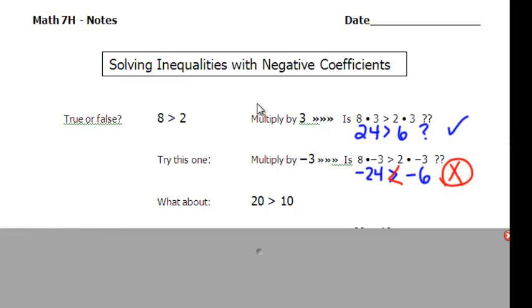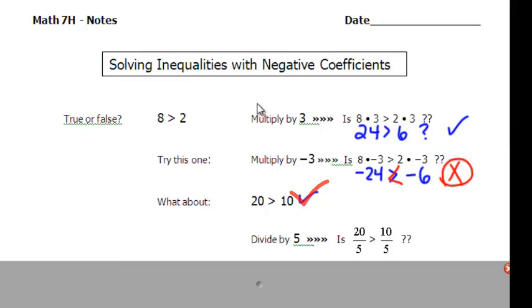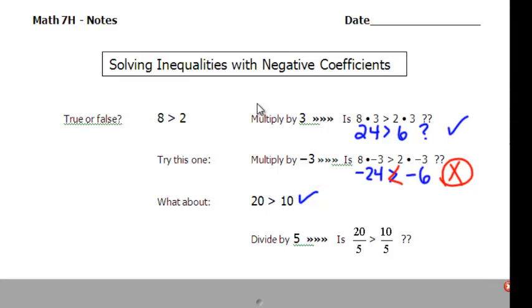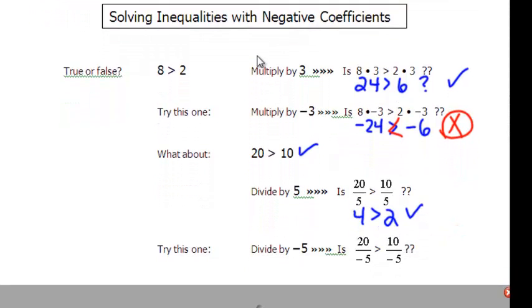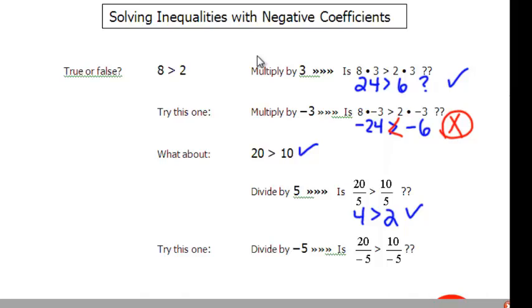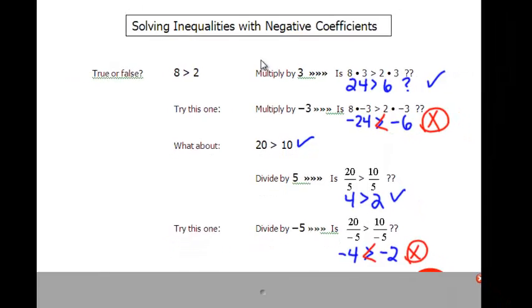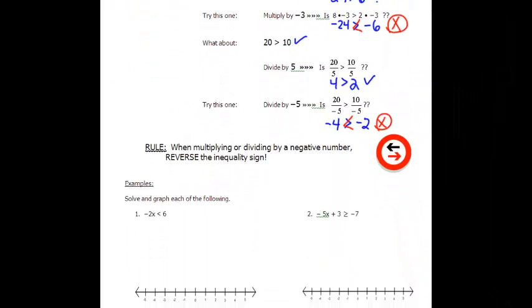What about 20? Is 20 greater than 10? Sure, 20 is greater than 10. And if I divide through by 5, is 20 divided by 5 greater than 10 divided by 5? Well, 4 is certainly greater than 2. Now if I divide through by negative 5, well again, what I find is that negative 4 is not greater than negative 2. That is false. So in order for this to be a true statement, I need to reverse the inequality. The rule is when multiplying or dividing through by a negative number, we have to reverse the inequality sign.